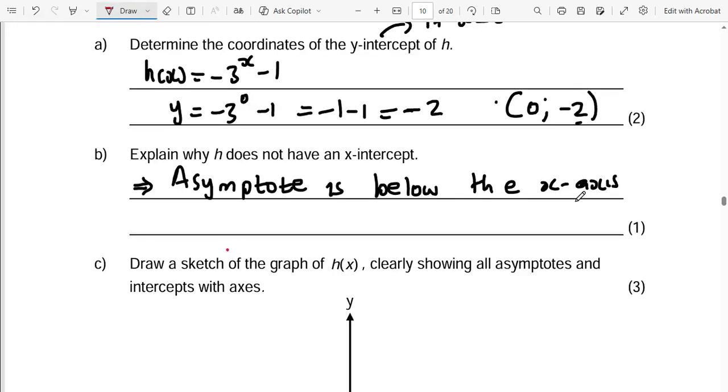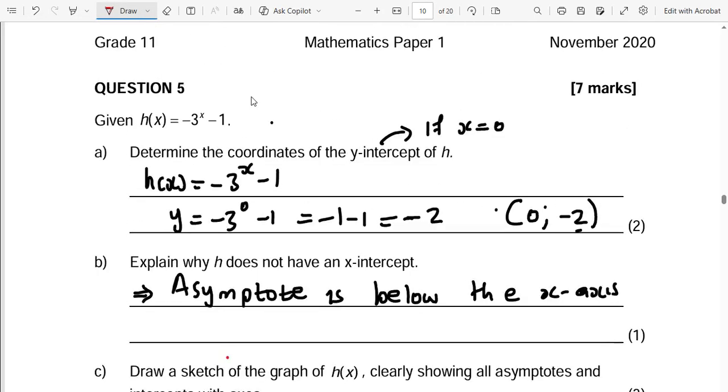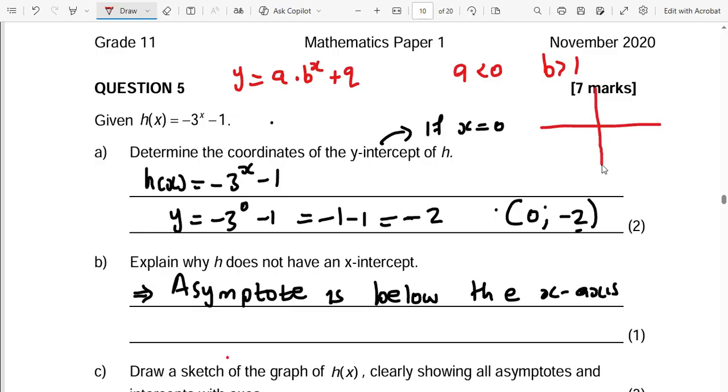Okay, let me quickly do the drawing so that you guys can understand. Remember that an exponential function is in the form a times b to the x plus q. If the value of a is less than 0 and b is greater than 1, your graph will look like this, something like that. So let's quickly draw the graph.